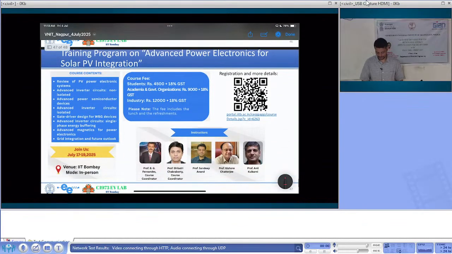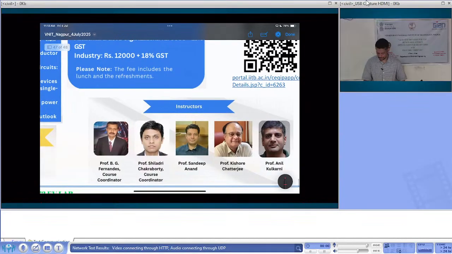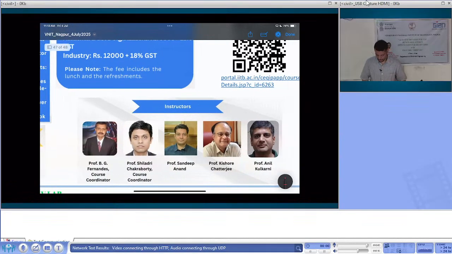Okay, this is one slide which I want to briefly talk about. There is a training program which we are conducting at IIT Bombay under the National Center for Photovoltaic Research and Education, which I just talked about. All of us are from IIT Bombay, and five of us are instructors for this short-term program. We are also involved in this medium voltage activity: Professor B.G. Fernandes, Shiladri Chakrabarti, that's me, Professor Kishore Chatterjee and Professor Anil Kulkarni. So together we created this program.